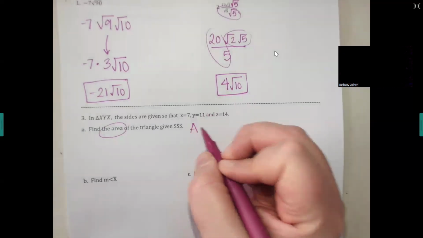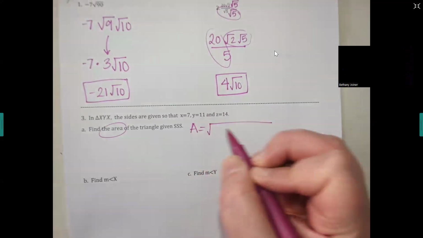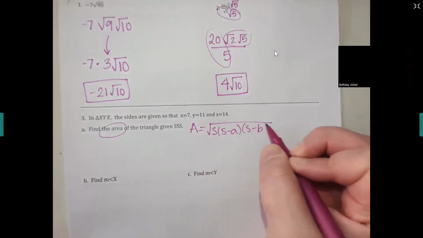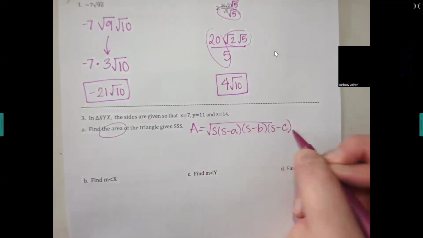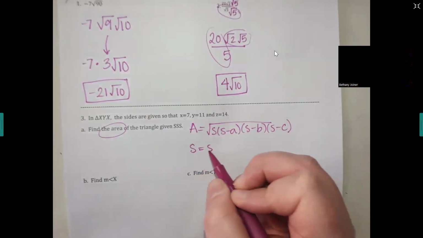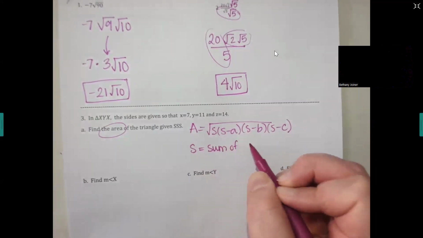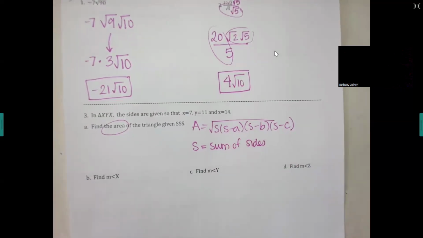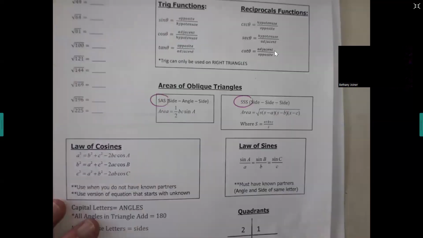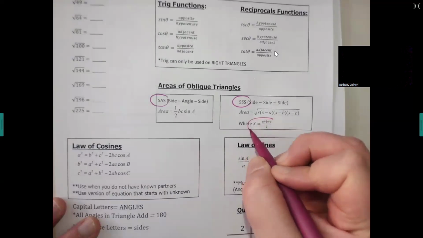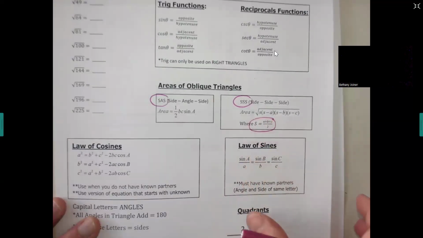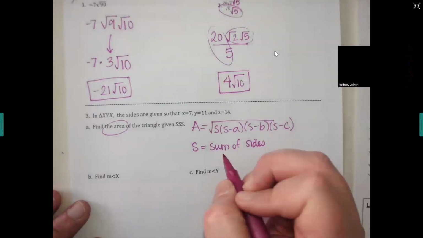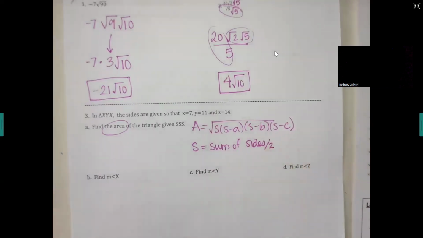So I'm going to write the formula. Area equals the square root of S times S minus A, S minus B, S minus C. And then remember that S is going to be the sum of the sides. Okay, and then I actually forgot to include this on your notes last time, but really it's the sum of all the sides, and then you're supposed to divide it by 2. Okay, so we're going to add up all 3 sides and then divide it by 2. So let's do it for this question.